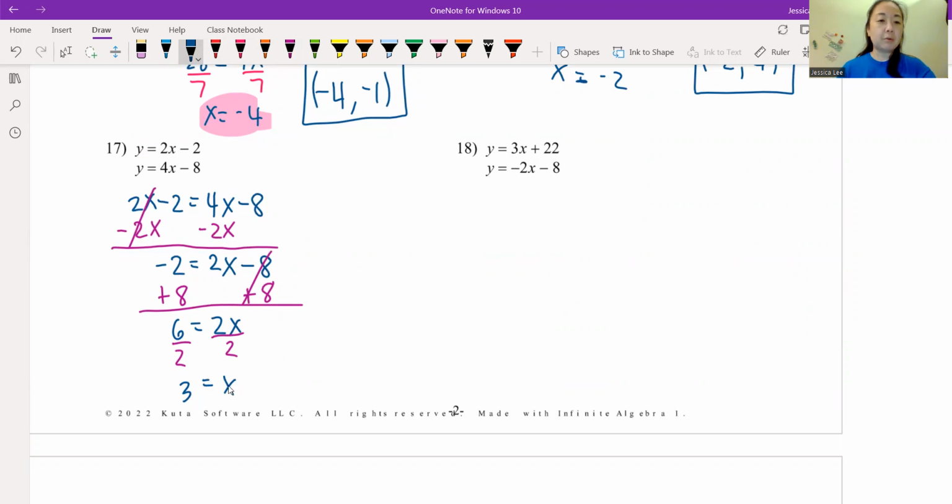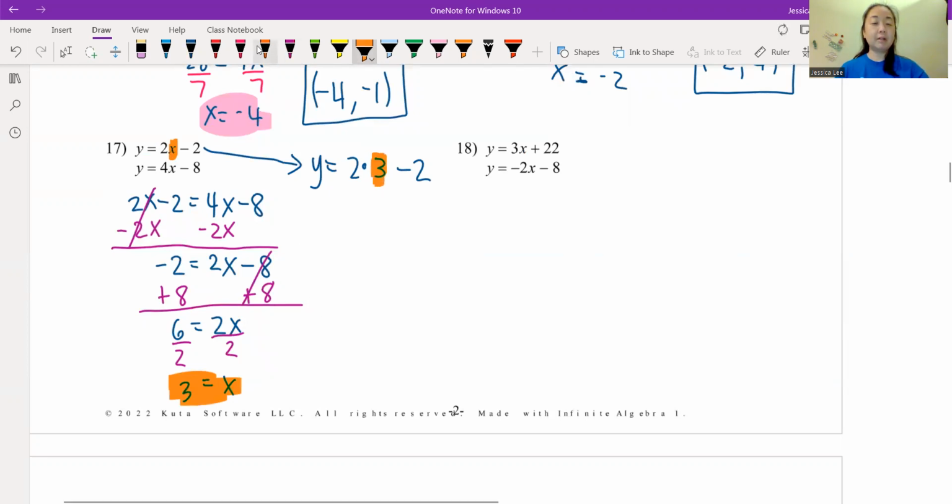All right, and then from here, again, we're going to just plug this into one of the equations. I'm going to take the top one. It looks a little easier. y is equal to 2 times 3 minus 2. And again, this 3 is this x right here. All right, and then that's going to be y is equal to 2 times 3, which is 6, minus 2, which is 4. I'm going to box it.